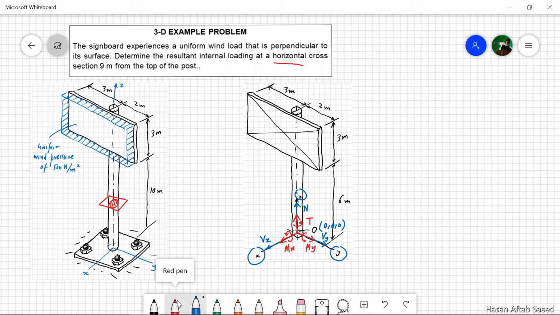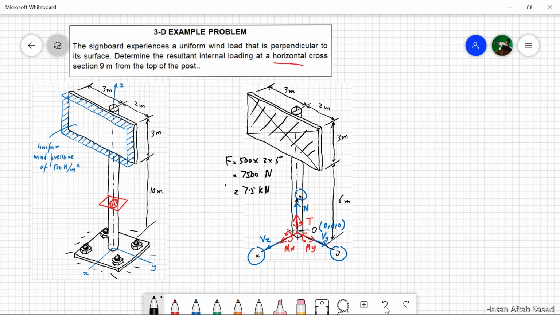Now, the wind force F can be expressed as a vector. Let's do so. Magnitude first. Magnitude is 500 multiplied by the area of this board, which is 3 into 5, which turns out to be 7500 newtons, or 7.5 kilonewtons. This is the magnitude, but because this is a 3D problem, it helps to solve it using vector equations.